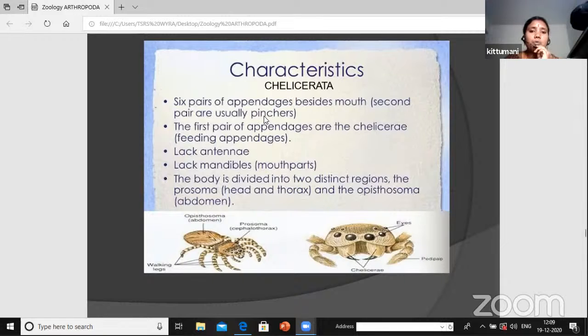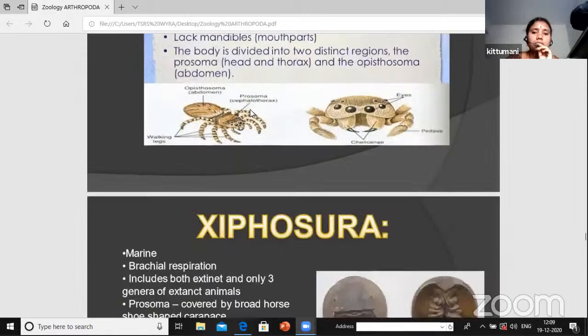Students, how many appendages are there? Based on the appendages, we divide up the subphyla and classes. That is the major feature also. Based on how many appendages, 3, 6 and so on, we divide the classes and subphyla. So in the Chelicerata, how many pairs of appendages are present? 6 pairs.